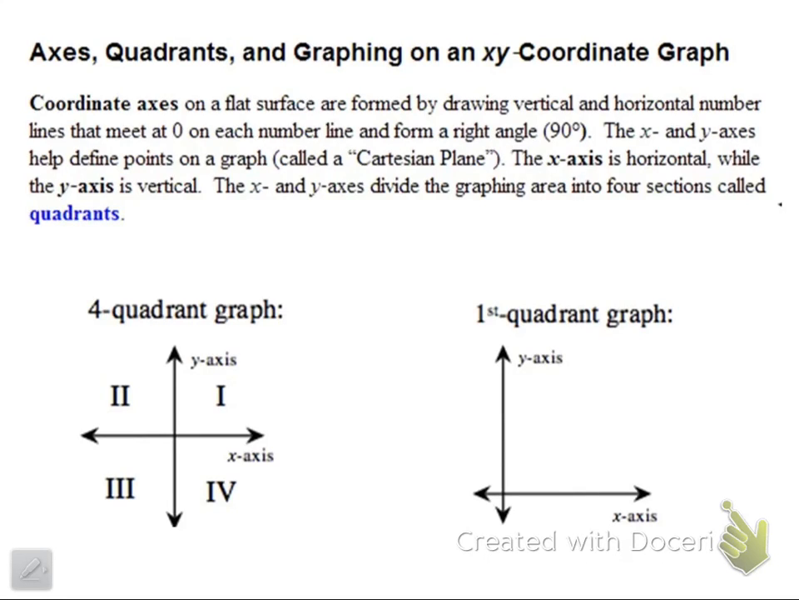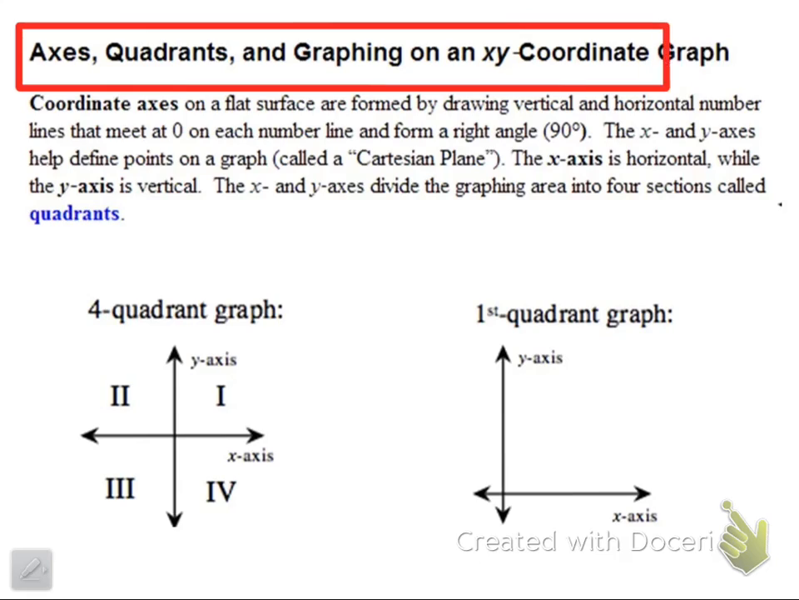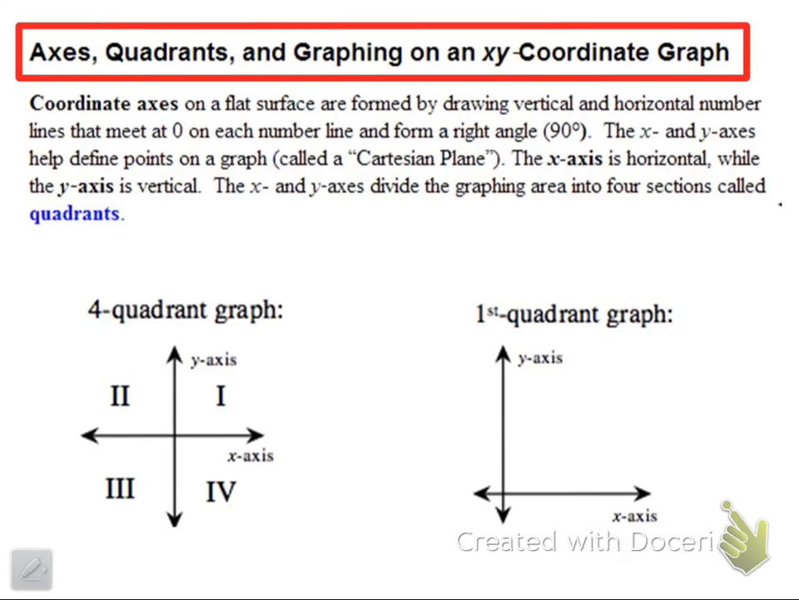Today we are going to be looking at something that's very important to developing concepts in algebra, and that is axes, quadrants, and graphing on an xy coordinate plane. Another word for that is the Cartesian plane, so we'll be looking at the Cartesian plane today as well. But before we get started, let's read this paragraph together so we can get some context for what we'll be looking at today.